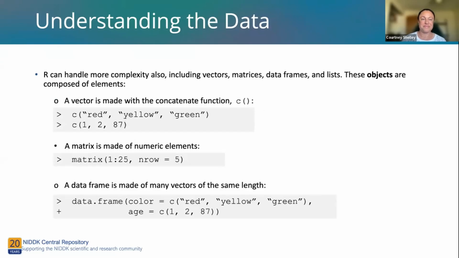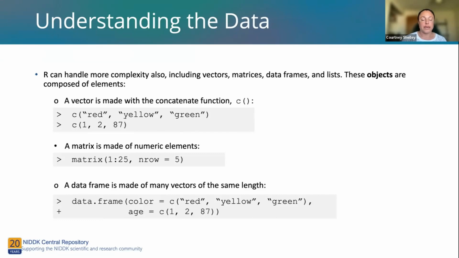Next, thanks. So R can handle more complexity also, not just these individual elements and their labels or their types. R can also handle vectors, matrices, data frames, and lists. So the most important ones, I'll go over here. These are all called objects, and they are composed of elements. A vector is made with the concatenate function, and it's a c with parentheses.